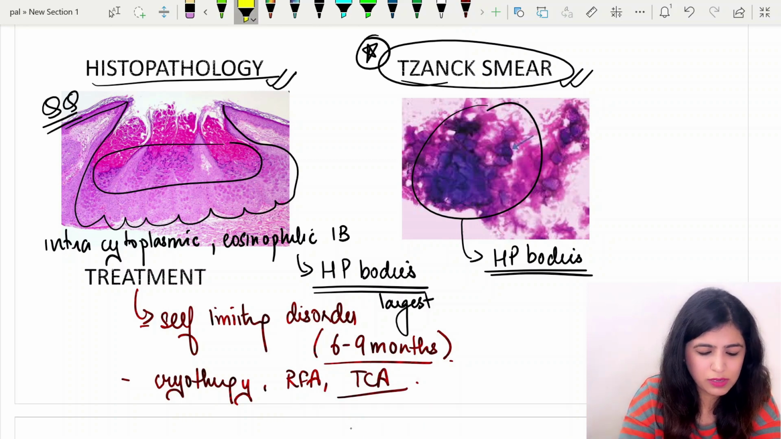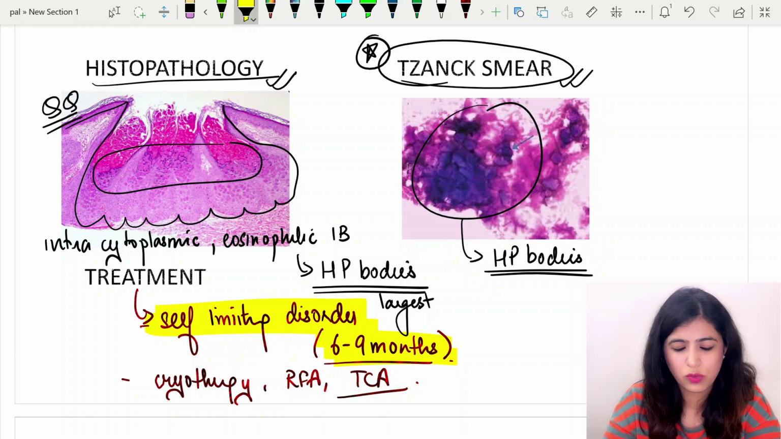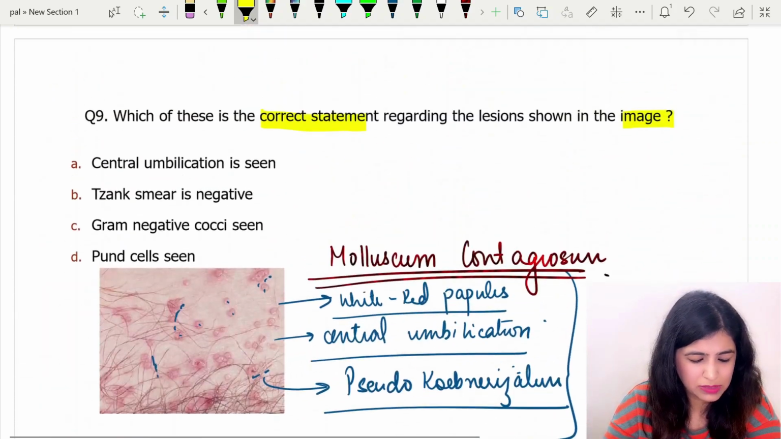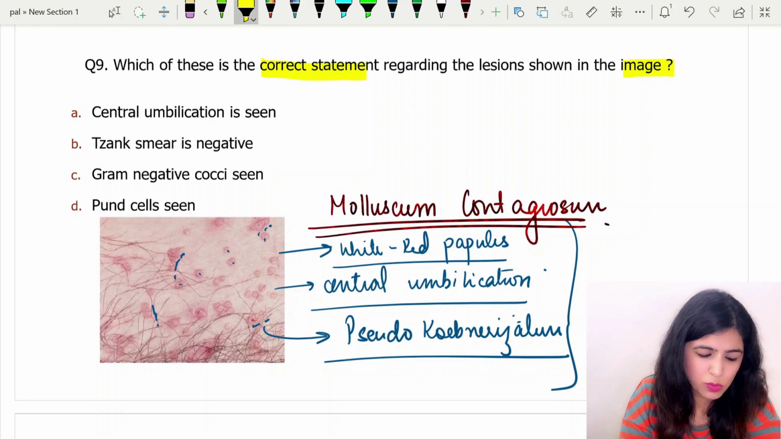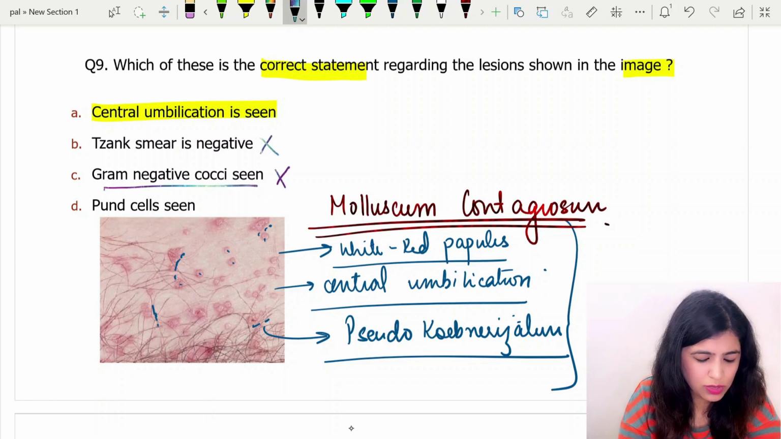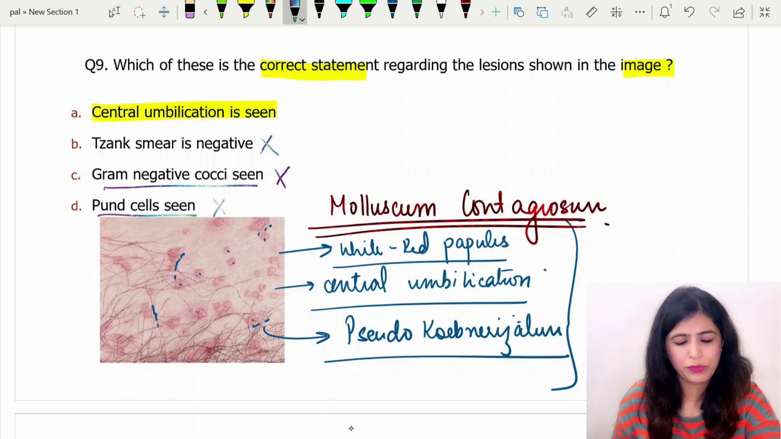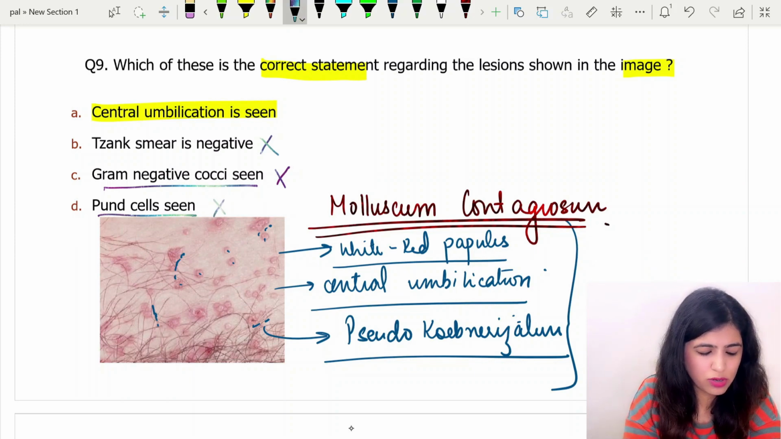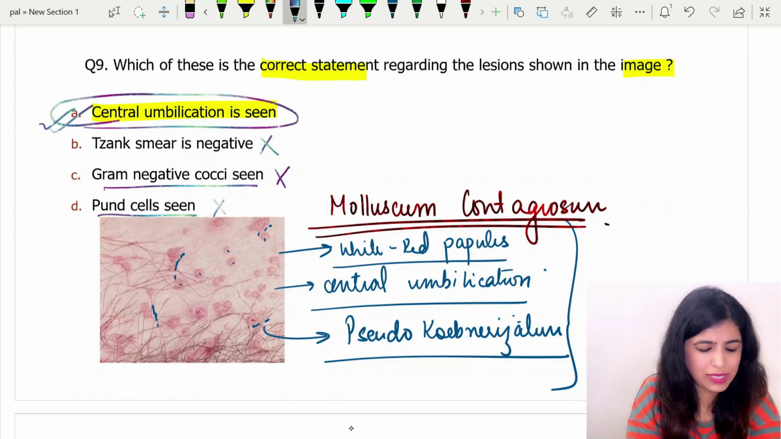So most importantly, remember that molluscum is a self-limiting disorder, goes on its own in 6 to 9 months. Now coming back to the question, what is the correct statement? Central umbilication is seen. Yes. Zinc smear is not negative. Gram-negative cocci, no. Pund cells, no. So these three options are wrong. The correct answer is option A.